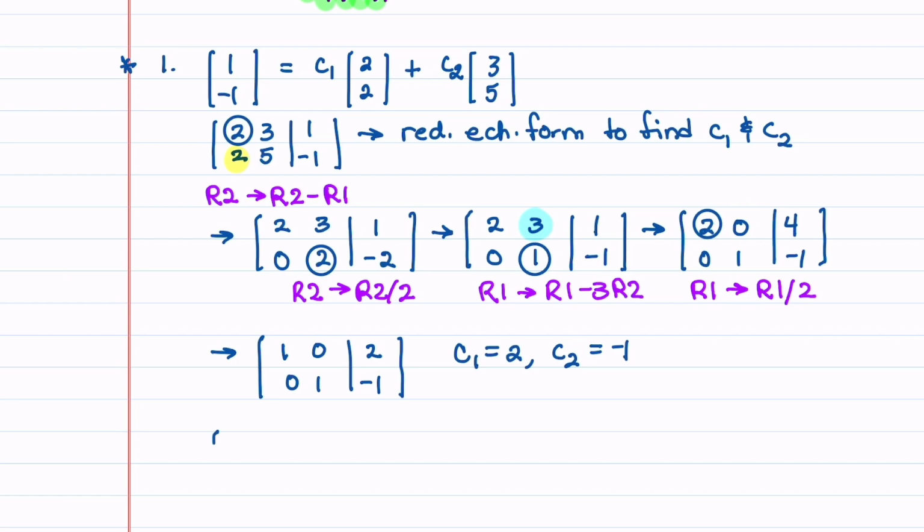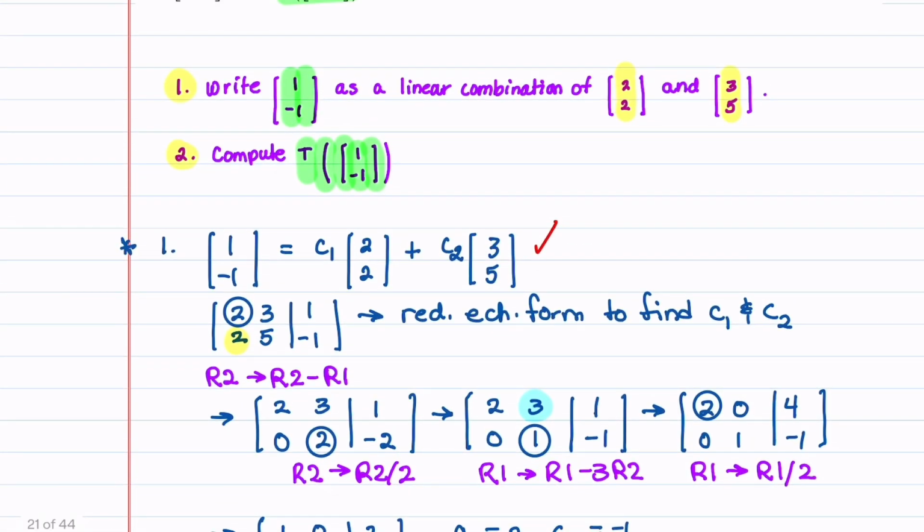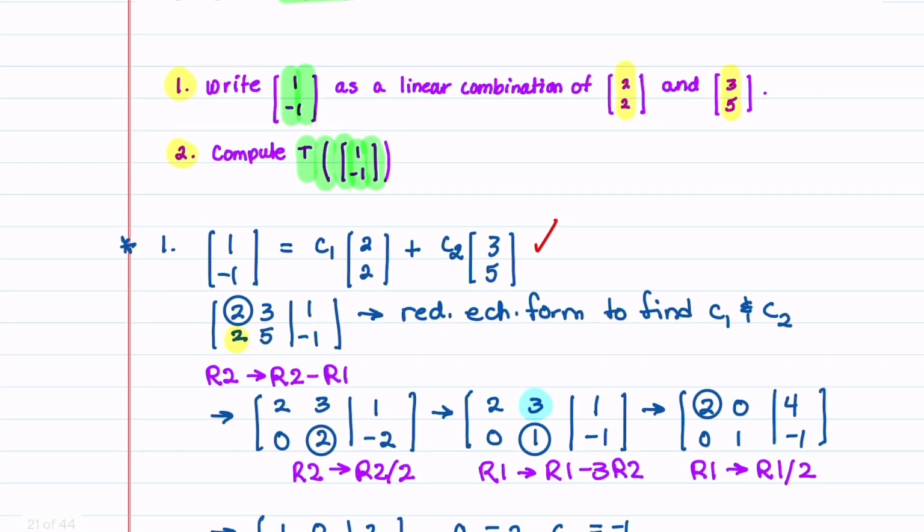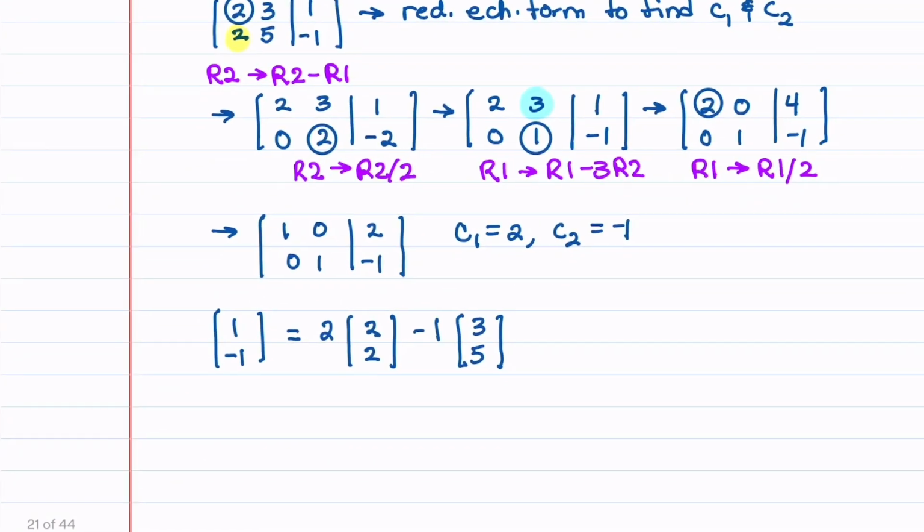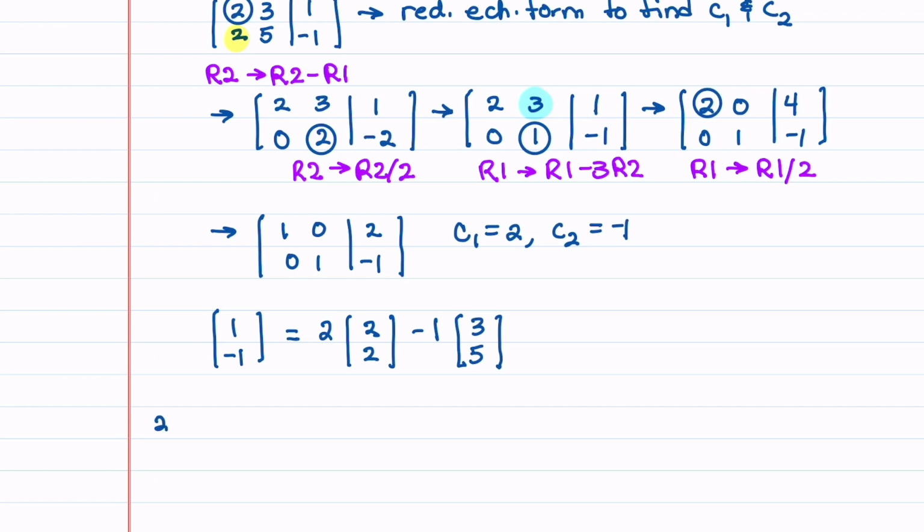So what we're going to do is rewrite (1, -1), just like we did up here. But now we're going to plug in what C1 and C2 are. So C1 is a 2, so this is 2 times (2, 2) minus 1 times (3, 5). Now we can go ahead and go to our second step. Let's pull this back down and see what that is. Our second step is that we're going to compute the transformation of (1, -1). So we'll mark this as our second step.